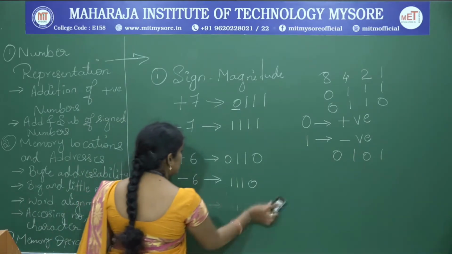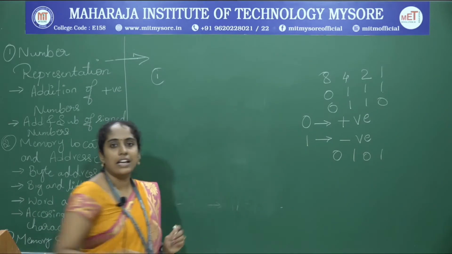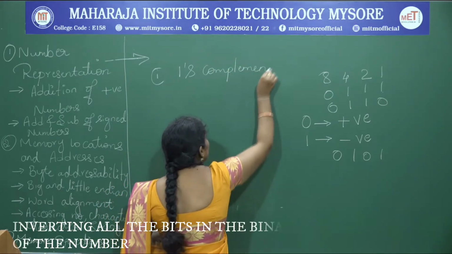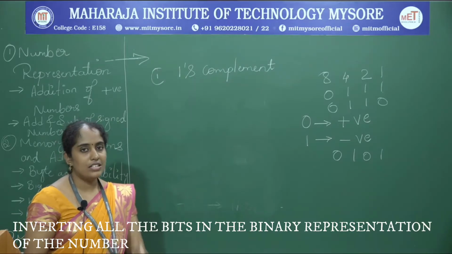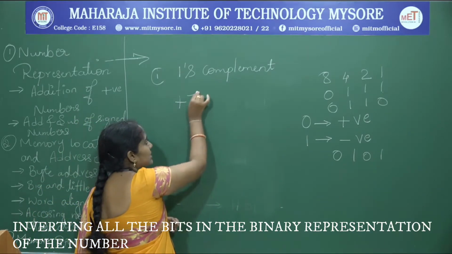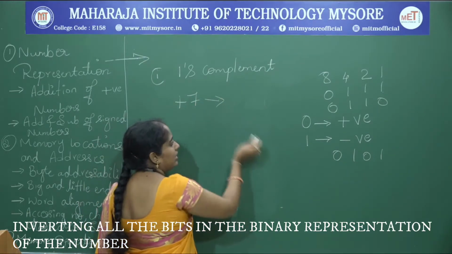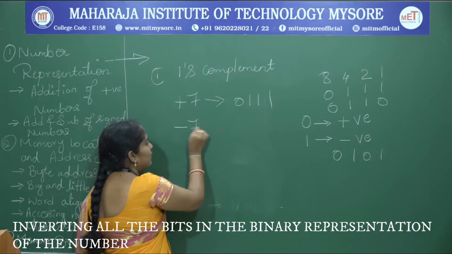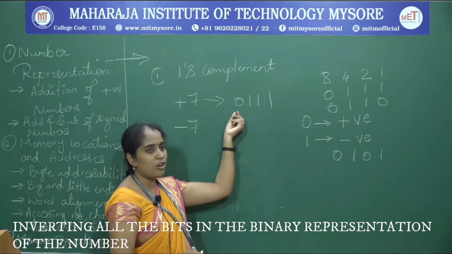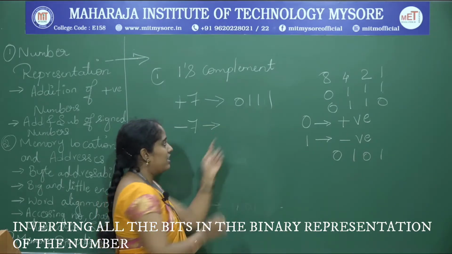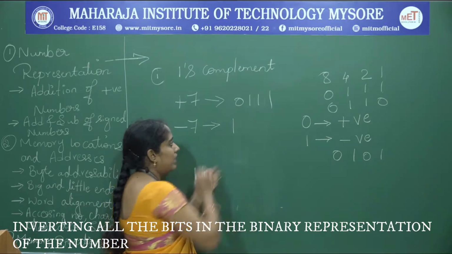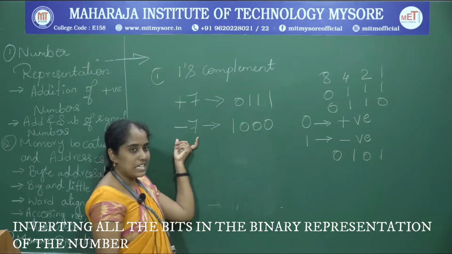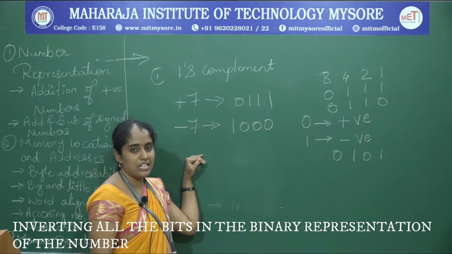The second representation is one's complement. In the one's complement system, again take plus 7 as the example: it is 0, 1, 1, 1. But for negative minus 7 it is different. You need to take the complement of each bit. The complement of 0 is 1, and the complement of 1 is 0, so 1, 0, 0, 0 is minus 7 in one's complement representation.